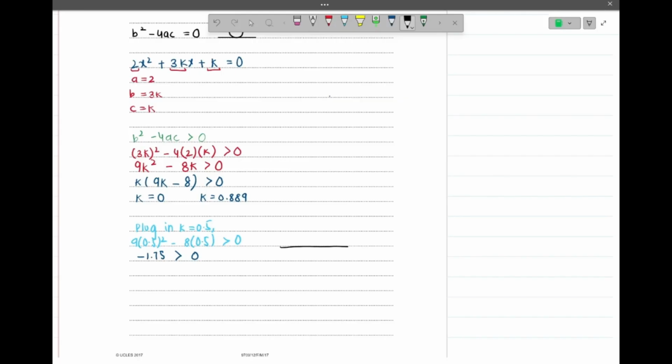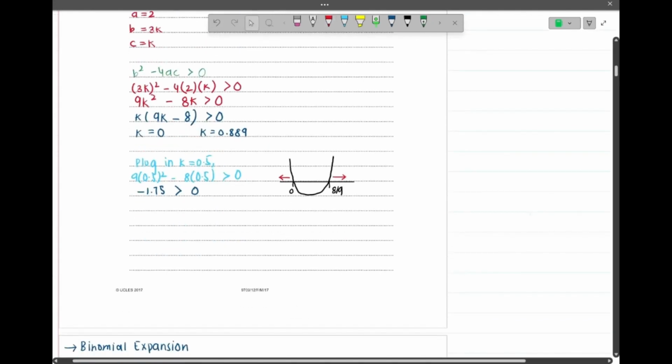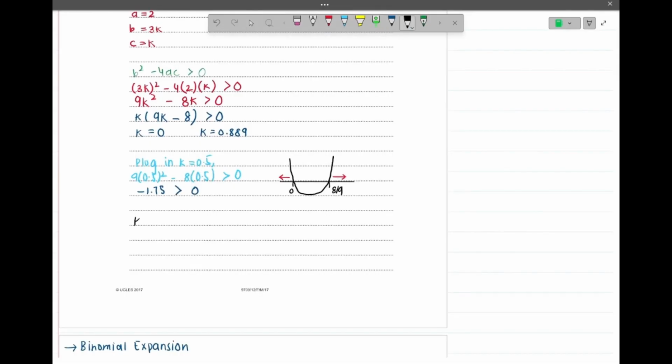So if I demonstrate it for you in the form of a graph, that's going to be this is 0 and this is 8 by 9. So the inequality has values that are over here and they are over here. So the final answer will be k is less than 0 and it's greater than 8 by 9.